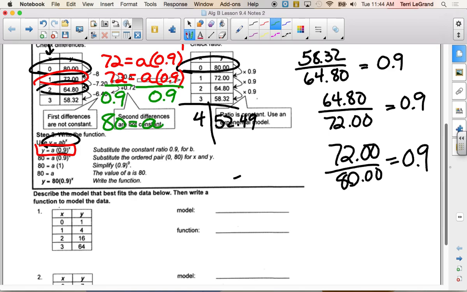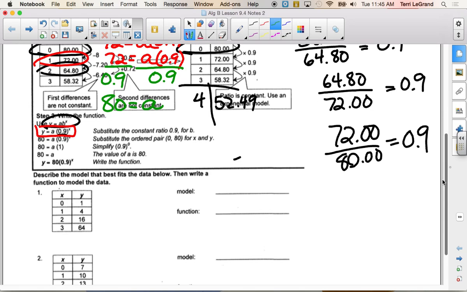We could have still found it if it wasn't in the table. We can use another point from it, and we can find it. But when it's in the table, we're not going to work any harder than saying, oh, when x is equal to 0, y is equal to 80, so my a value is 80.